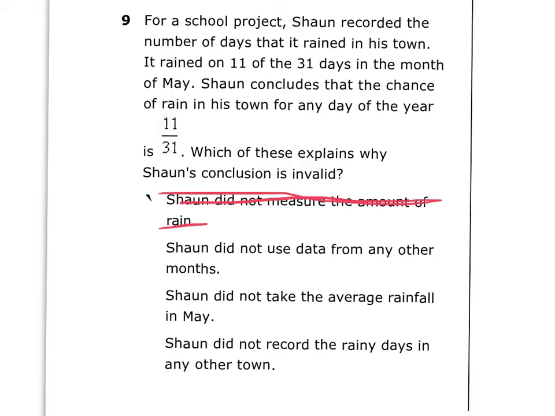Sean did not use data from any other month. Nope. Does it rain the same amount in May as it does in December? No. Or July? Or August? No. Each month is different, right? So you can't take the amount it rained in May and be like, that's the amount it's going to rain the entire year. It doesn't make sense, right? So, this is a good answer choice. This is probably why his theory is incorrect.